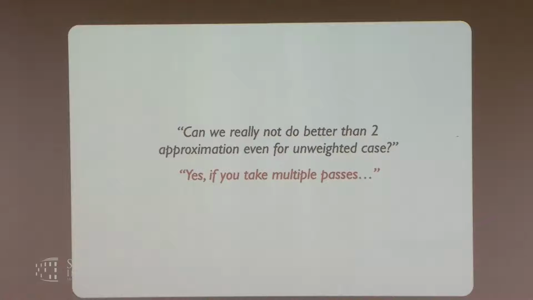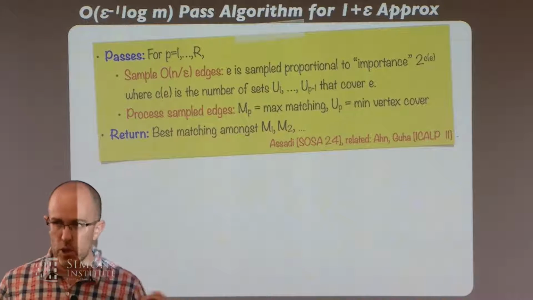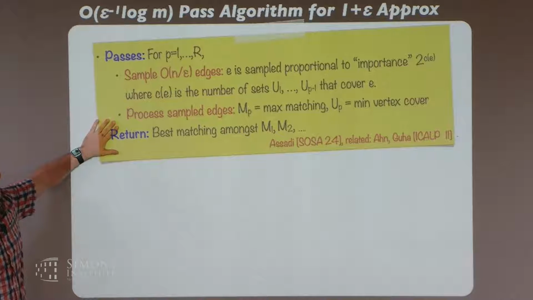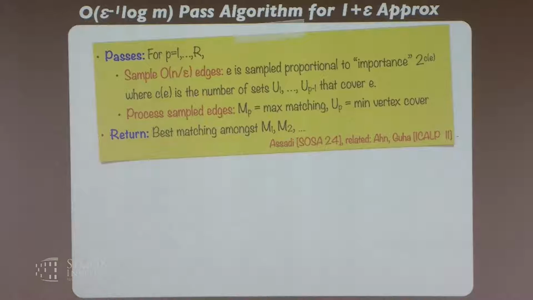Okay, and that's the case for matchings. If I allow you 1 over epsilon log n passes or log m passes, you can find a 1 plus epsilon approximation. And here's your algorithm. I should say, I think all the algorithms I'm presenting can fit on Post-its. So this is another reason why it's kind of fun to teach. And there's also another sense in which a lot of data stream algorithms are very space-efficient algorithms.